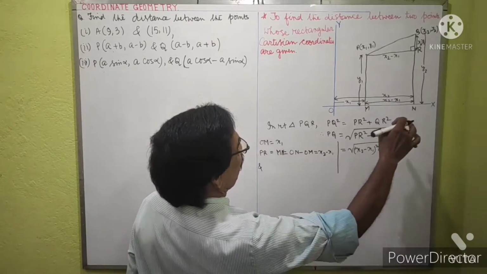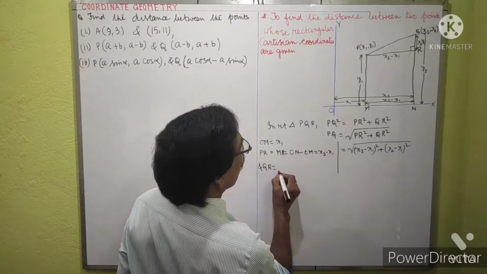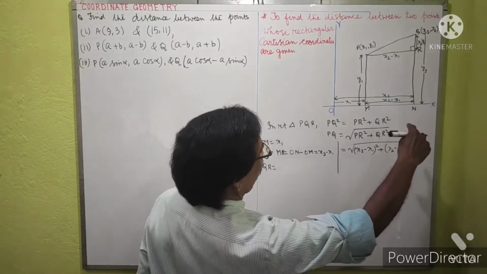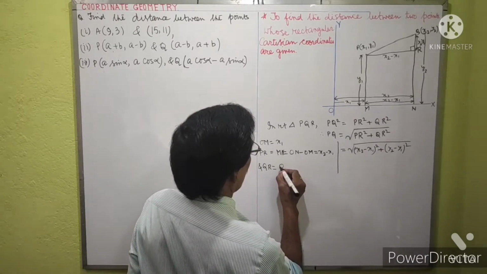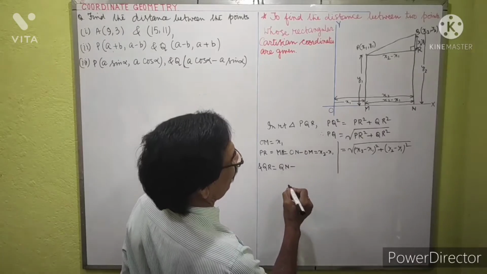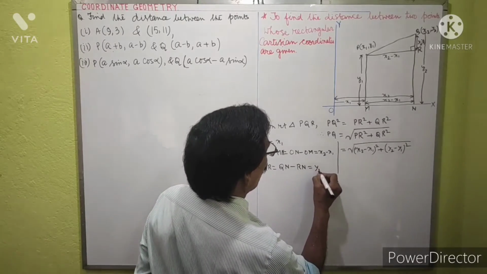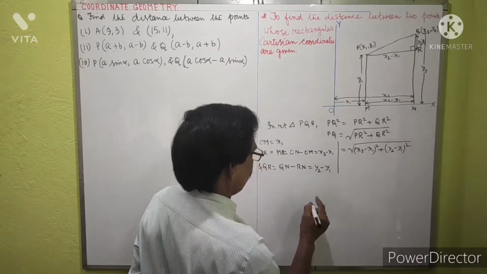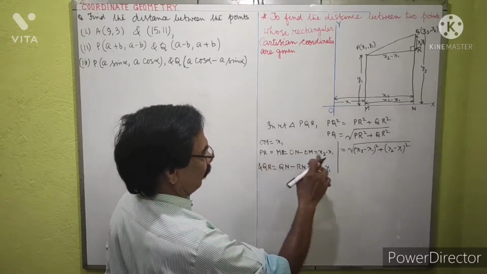And QR equal to QN minus RN equal to y2 minus y1. This is PR and QR.